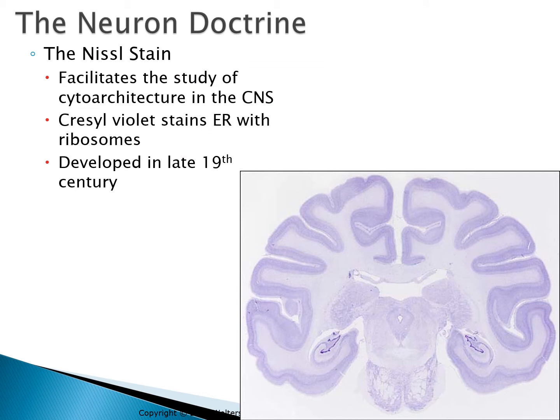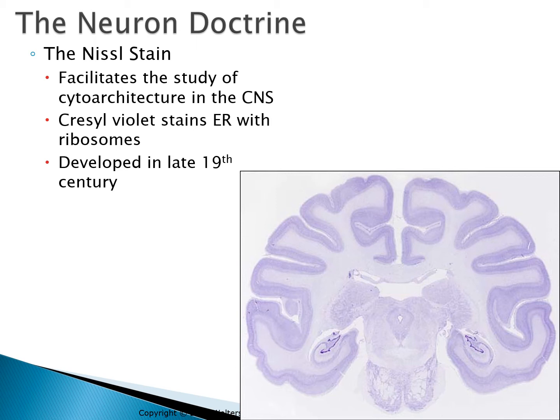So how the brain first got studied was through some basic ideas. First off, we have the Neuron Doctrine. They're saying that there are neurons inside the brain. It's not just some random system of stuff. And this was found through what's called the Nissl stain. Basically, it stains the endoplasmic reticulum with a violet color. It was developed in the late 19th century.